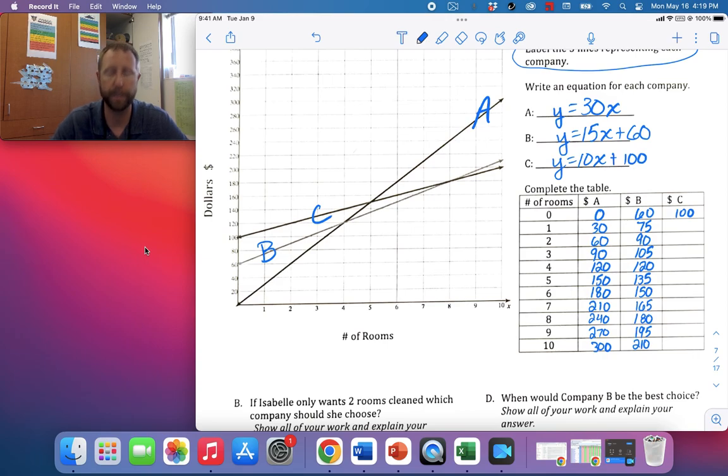Check the last line real quick. Put in 10 for x, right? If I'm using that equation, 15 times 10 is 150. 150 plus 60 is 210. And that's what I got. So far, so good. And then do company C.